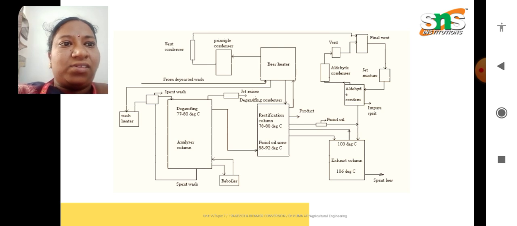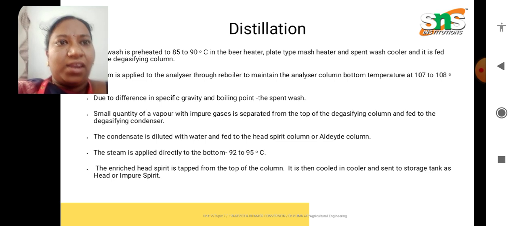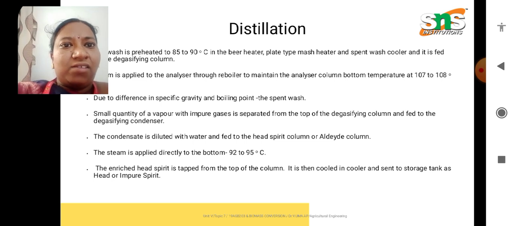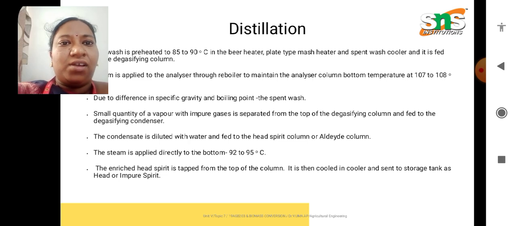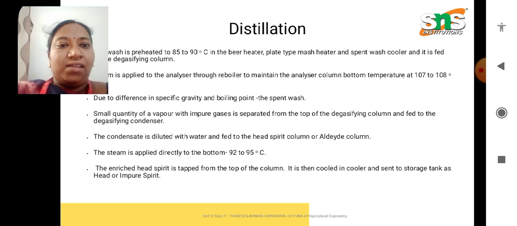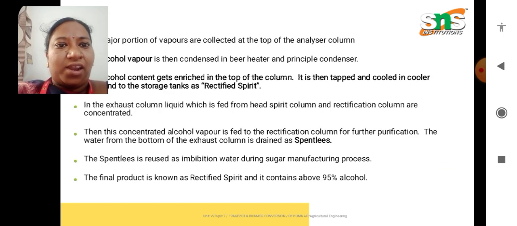So this is the process of distillation. Distillation, preheating to 85 to 90 degrees Celsius. In the preheater, a small quantity of vapor with impure gases is separated from the top of the degasifying column and fed to the degasify condenser. The steam is applied directly to the bottom at 92 to 95 degrees Celsius. The enriched spirit is tapped from the top of the column. It is then cooled in the cooler and sent to the storage tank as head and impure spirit.